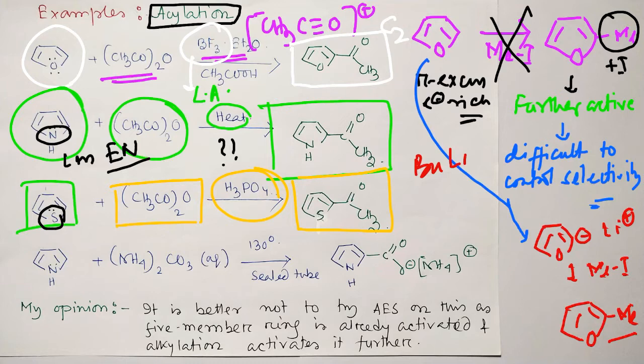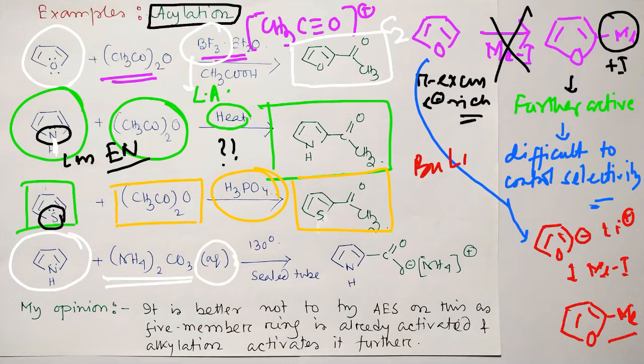Second, another thing: this N-H bond's polarity also plays an important role in activating pyrrole for AES. That is the reason it shows this much unique reactivity for aromatic electrophilic substitution. And as proof of this statement, just look at the 4th example: pyrrole reaction with ammonium carbonate, aqueous.